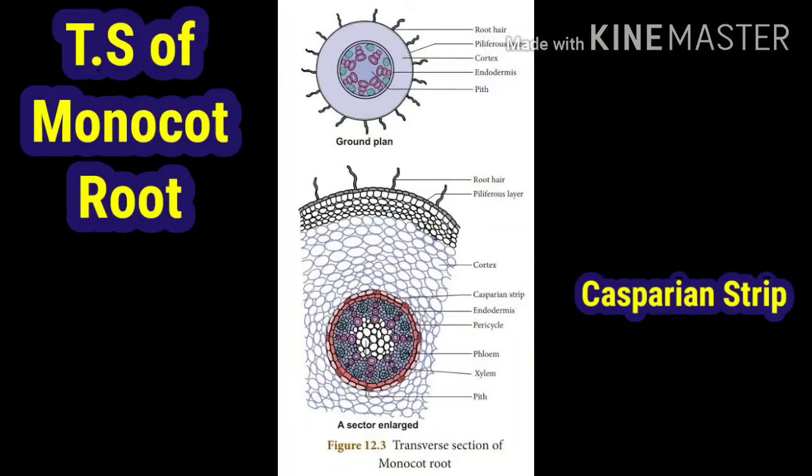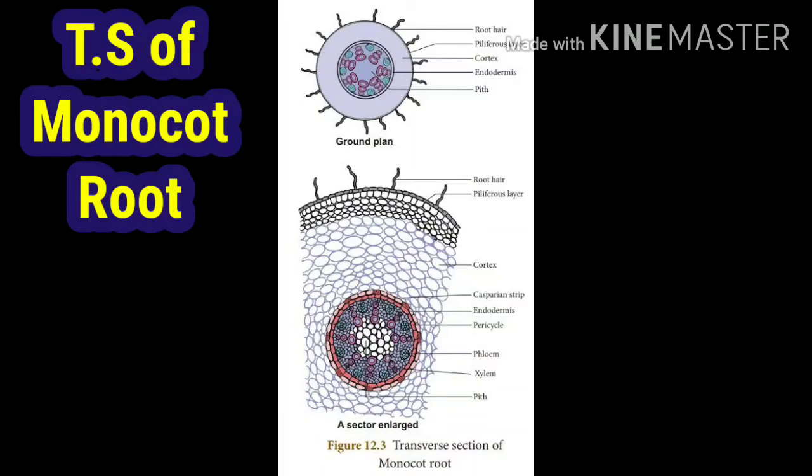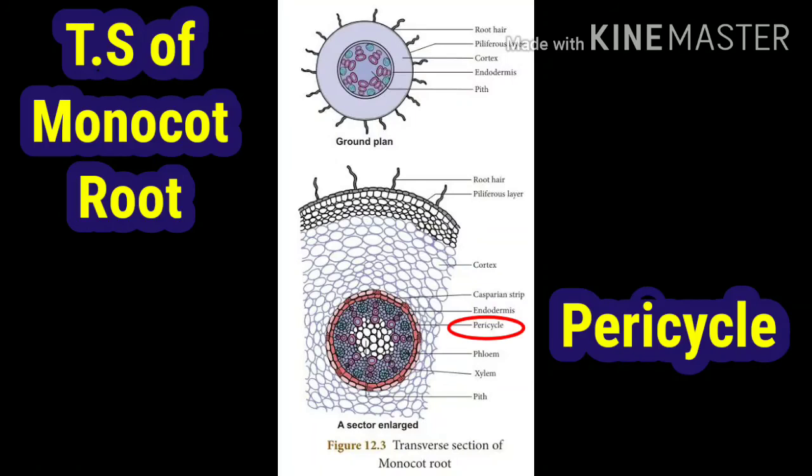The fourth type, stele. All the tissues inner to endodermis constitute stele. It includes pericycle, vascular tissues and pith. In pericycle, it is a single layer of thin-walled cells. The lateral roots originate from this layer.